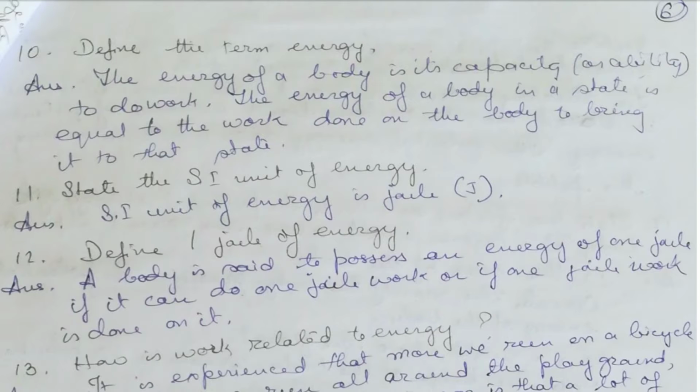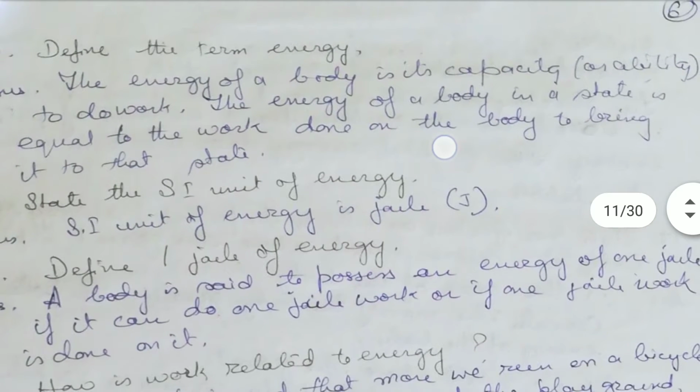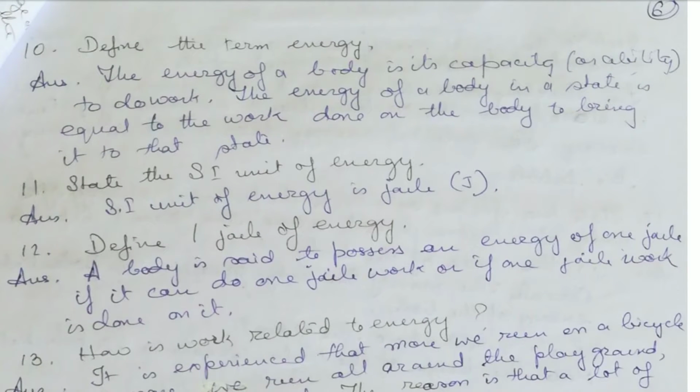Define the term energy. The energy of a body is its capacity or ability to do work. The energy of a body in a state is equal to the work done on the body to bring that body to that state. Whatever state it is, whether it is moving or in a still state, to bring it to that state, the capacity or the ability of a body to do the work that is needed is known as the energy.